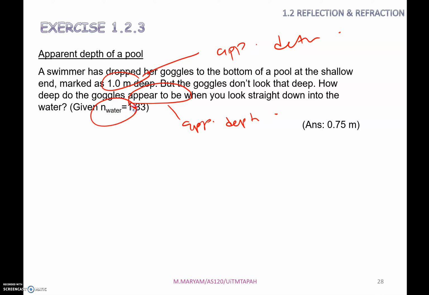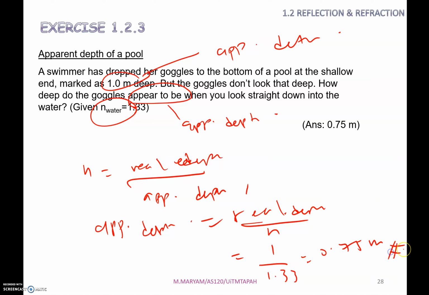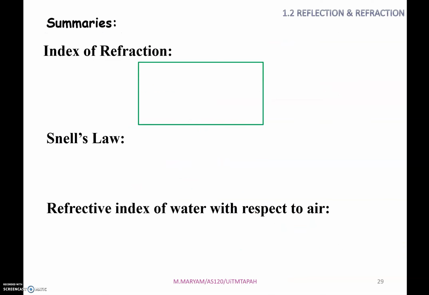The index of refraction is already given, so n equals real depth divided by apparent depth. So take out the apparent depth, which is what you have to find, and you will get real depth divided by the index of refraction. So 1 divided by 1.33, you will get 0.75 meter. So that will be the apparent depth that you see.